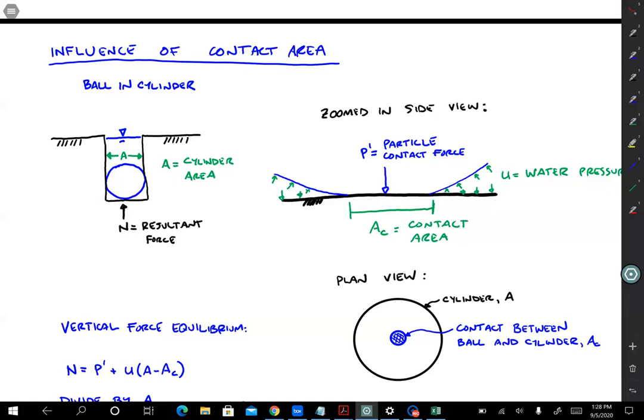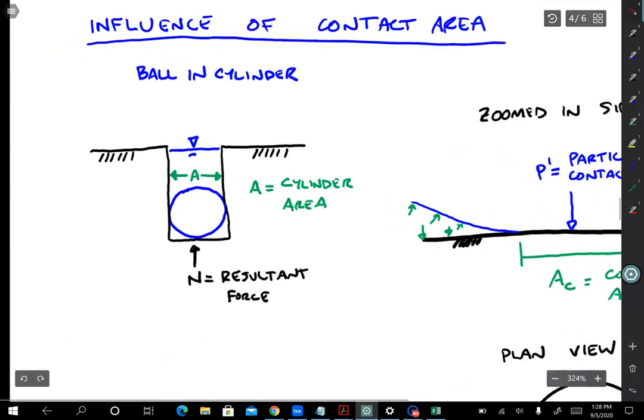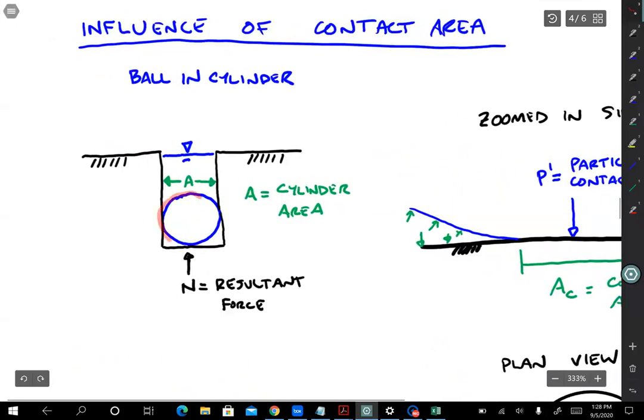That contact area does not have water pressure acting on it, right? It's just solid to solid contact, so the influence of water is not there. That has an impact on effective stress. And so to illustrate the concept, what I'm going to do is use this case of a ball resting in a cylinder. So we have this ball right here, and we've lowered it into a cylinder with cross-sectional area A, and we'll assume that the cross-sectional area of the ball is identical to the cross-sectional area of the cylinder.